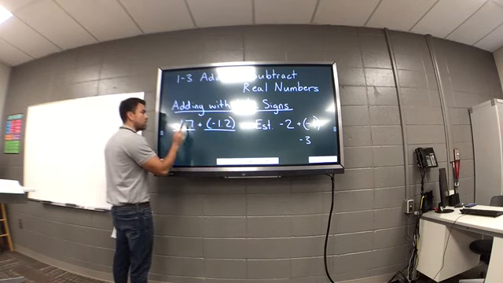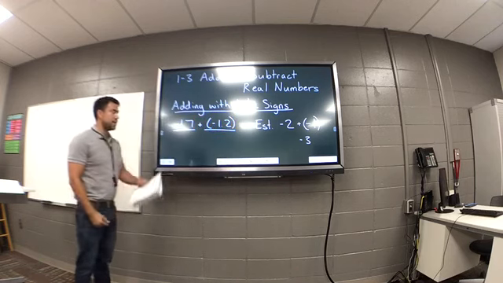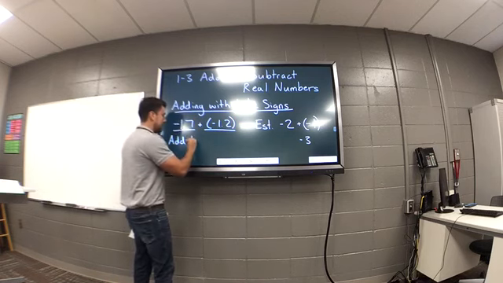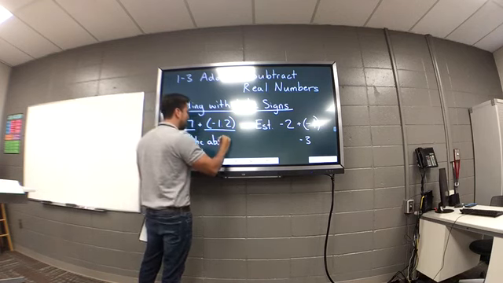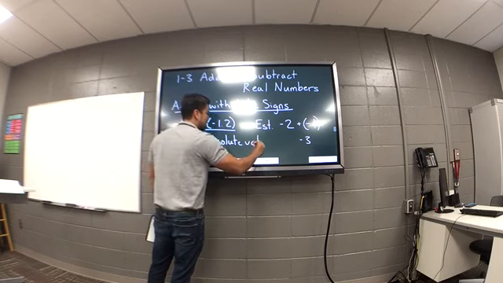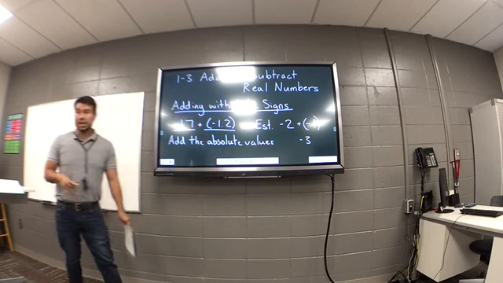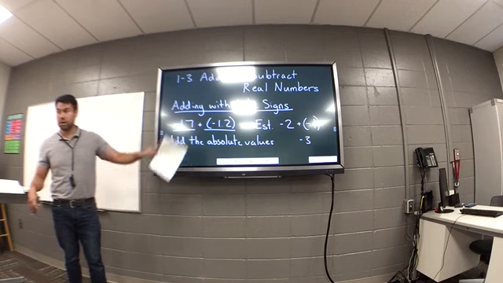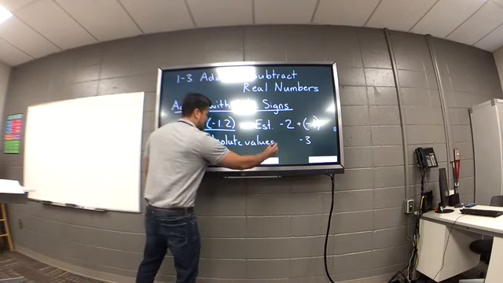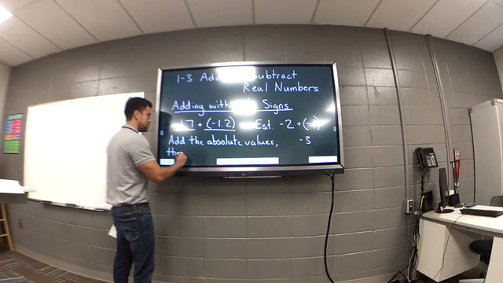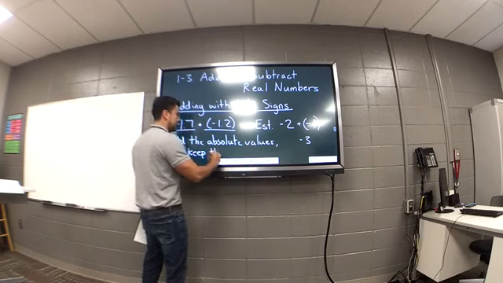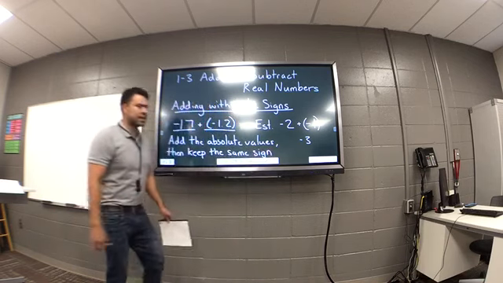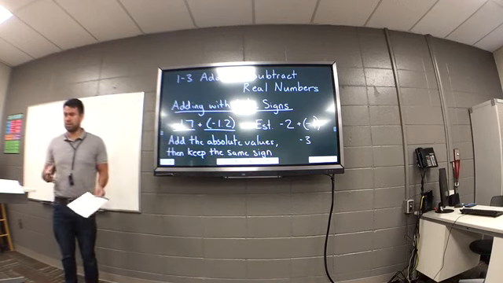Okay, guys, when you are adding numbers with like signs, here's the rule. And this is something you need to write down. Add the, and here's something that I hope you remember, the absolute values. Now, that doesn't mean you have to make it a new problem, but you need to add the absolute values of these two numbers. And then the second step, then keep the same sign.